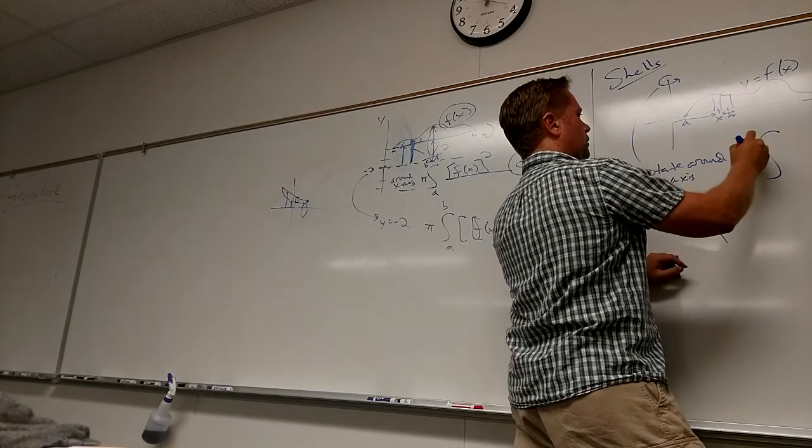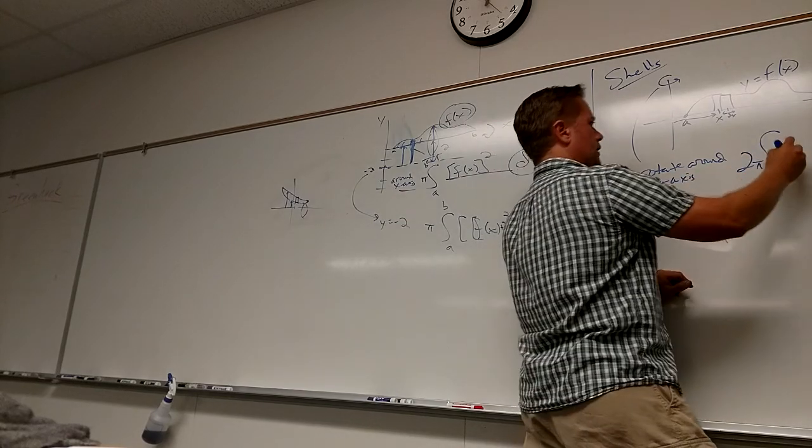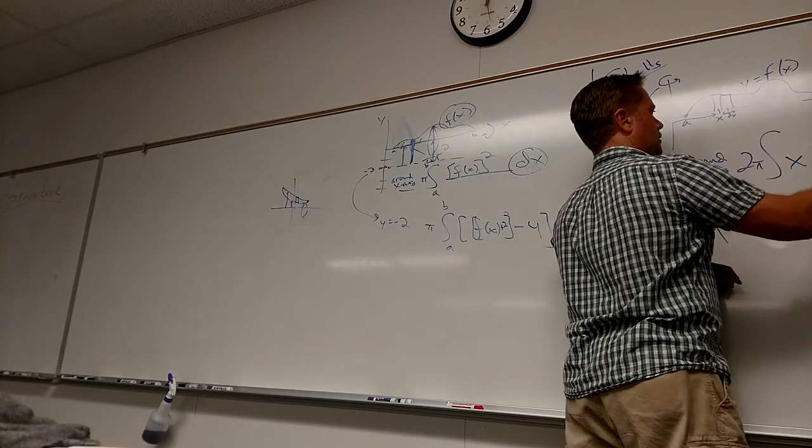So in this case, it would be 2 pi. Those are constants, they can come out. The radius is x, and the height is f of x in this case.